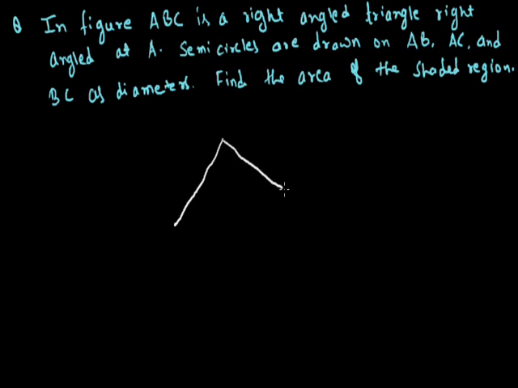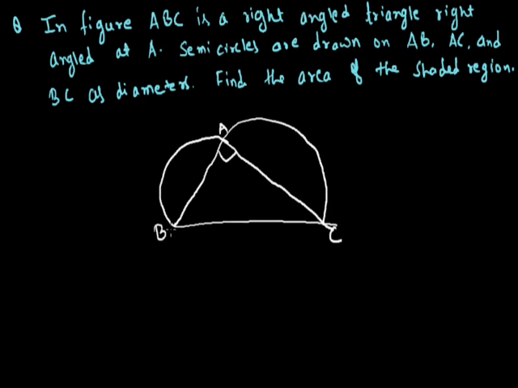Now triangle ABC, right angle at A. Now semicircles are drawn taking AB as the diameter, taking AC as the diameter and taking BC as the diameter. Now we have to find the area of this shaded region. Now it is given AB is equal to 3 cm and this is 4 cm.